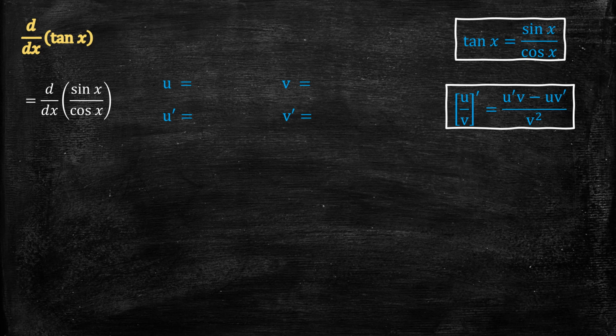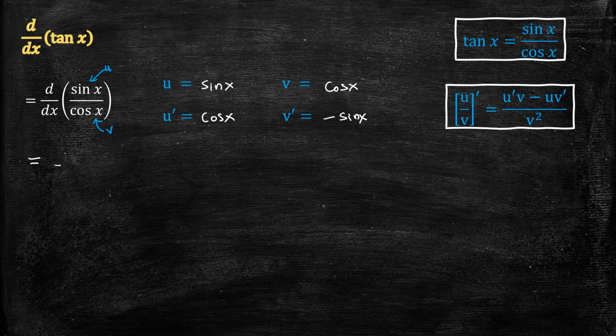So in this case, u is the upper function. You can think of u for upper, and v is the lower function. So let's just put these in here. So u is sine x, v is cosine x, and that means u prime is the derivative of sine, which is cosine, and the derivative of cosine is negative sine x, and that's v prime.